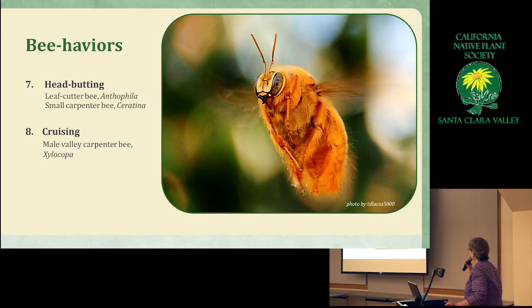This is one of the male valley carpenter bees. Again, that's a big bee. And they come up to you and they look at you, and you think, oh my God, I'm gonna die. But they don't have stingers. And they have never, ever come so close to me that I honestly believe they were gonna do anything to me. Basically what they're doing is that territorial thing, right?